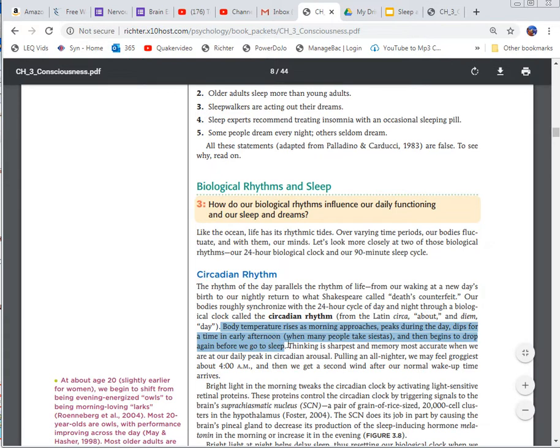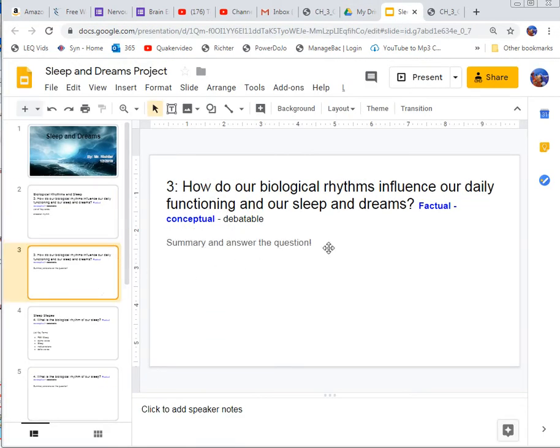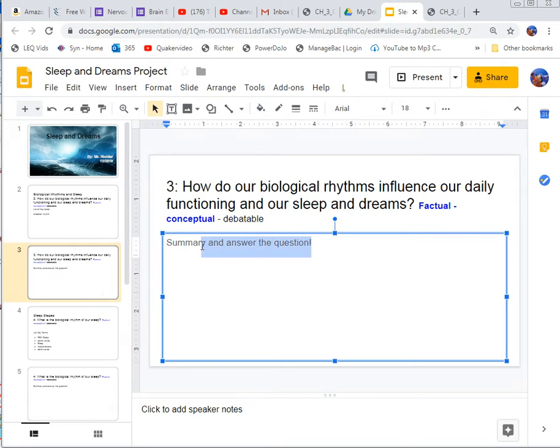So maybe I will just go over and make a quick note. I'm going to go to the second slide. This is where I'm going to start to answer this question. So the first thing I'm going to say is, well, the circadian rhythm, if I can remember how to spell it, is a roughly 24-hour biological cycle.